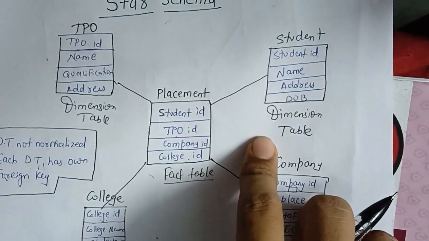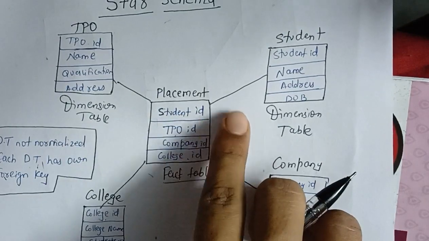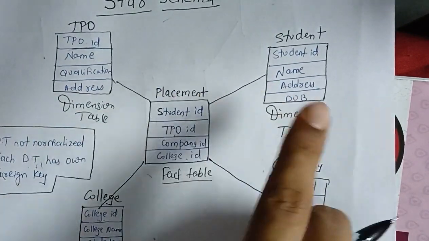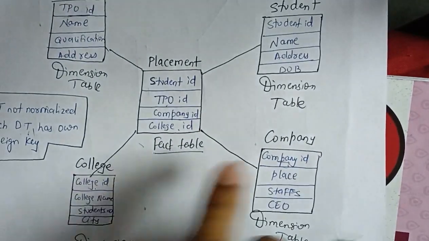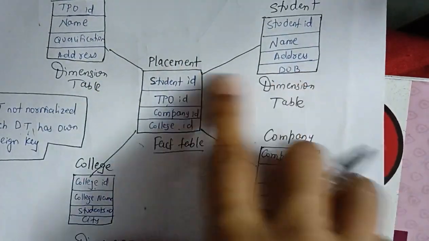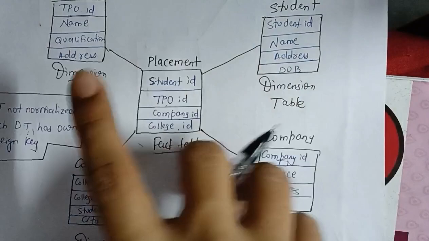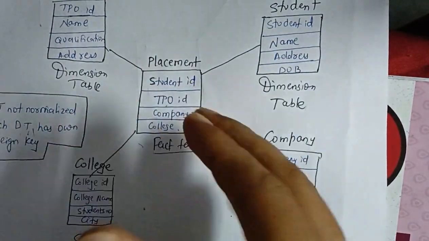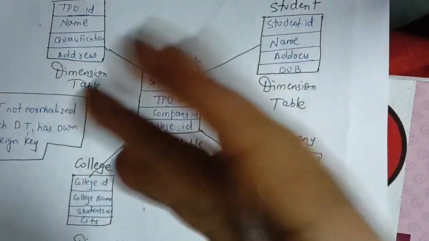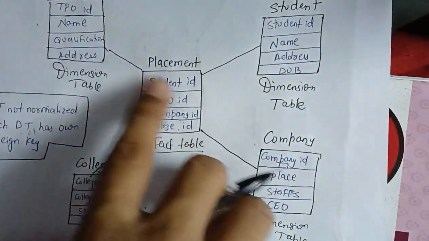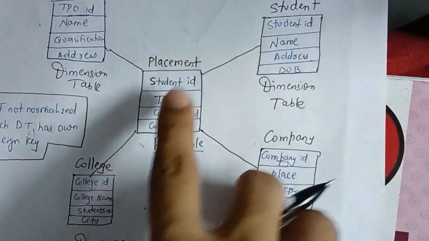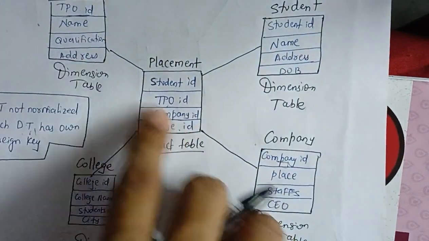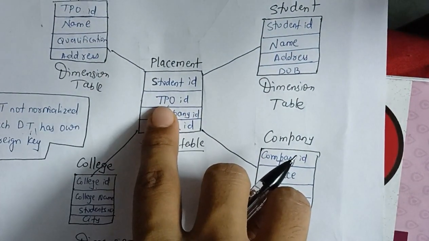In this star schema, there is one fact table and there are some dimension tables. It is not necessary that only 4 dimension tables are there. In this figure I drew 4 dimension tables, but it could be 3, 2, 5 or 6. They should be connected with the fact table only. Two dimension tables are not connected with each other in this. Only the dimension tables should be connected with the fact table.